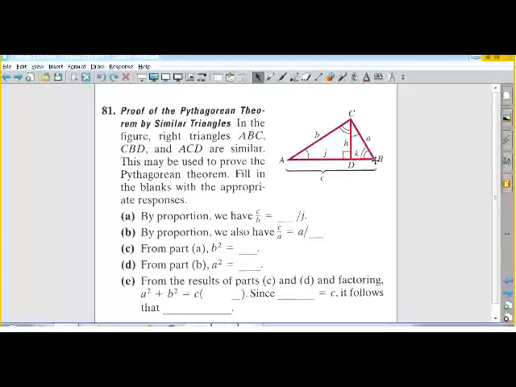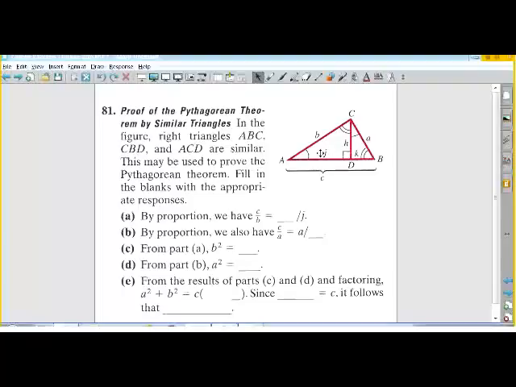So it says in the figure, what we have is actually 3 right triangles. We have the large right triangle. And if you take a line from this point and go perpendicular to this side, you see the right angle. You create a smaller right triangle and then an even smaller right triangle.